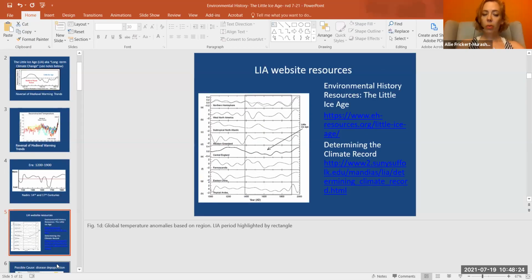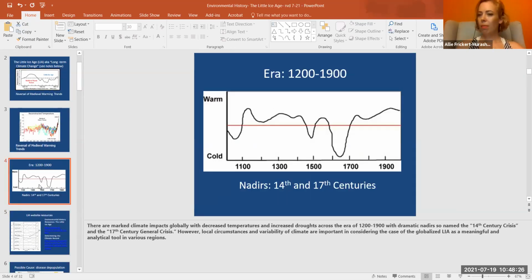Here is a resource that you can, oh, sorry, let me go back to my nadir point. So nadir means low point. So we have two specific low points. One is worse than the other, and we're going to talk about the likely causes of that.